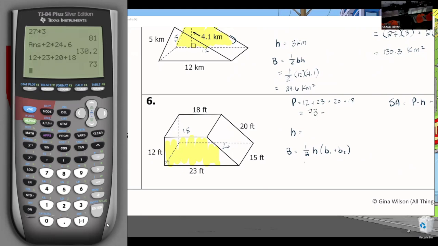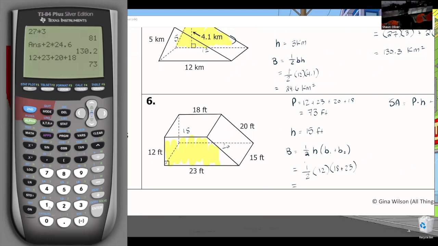73 feet. Okay, the height, how far is it from the front of our prism to the back of our prism, is 15. And then base area, 1/2 the height times base 1 plus base 2. So half of the height of our base is 12. Top to bottom, you can see it there. Top of the prism to the bottom here. Boom, boom. And then 18 plus 23.